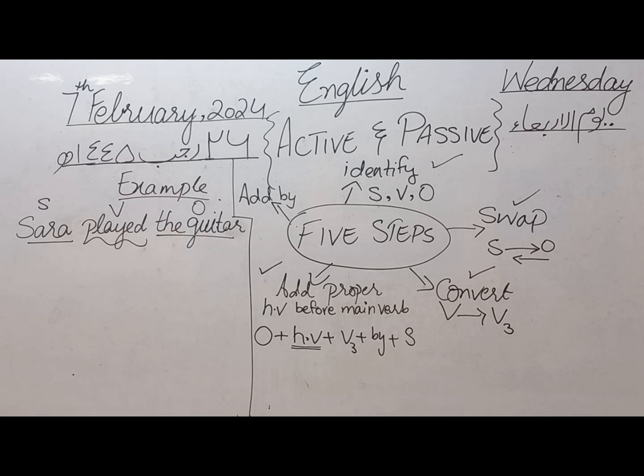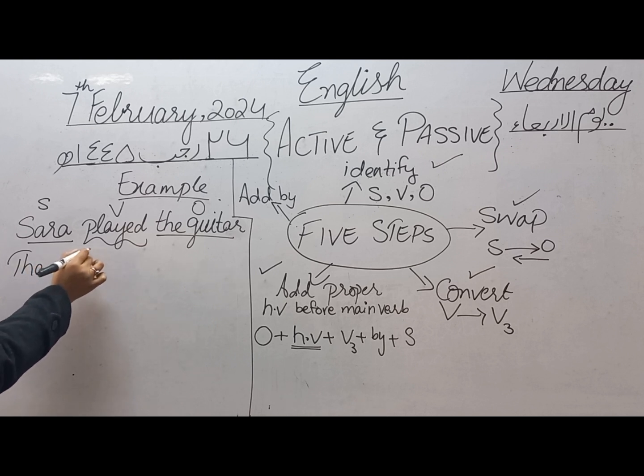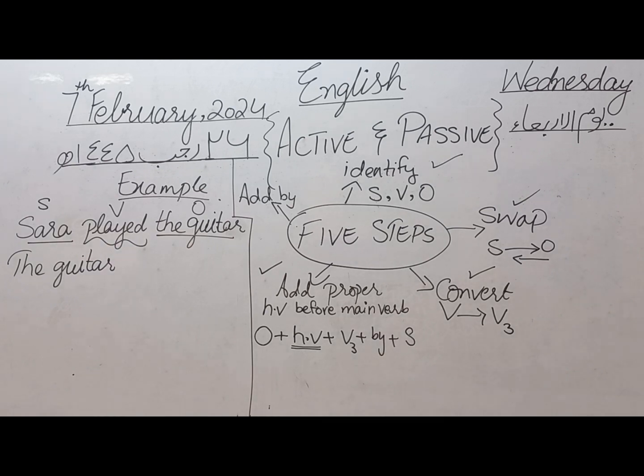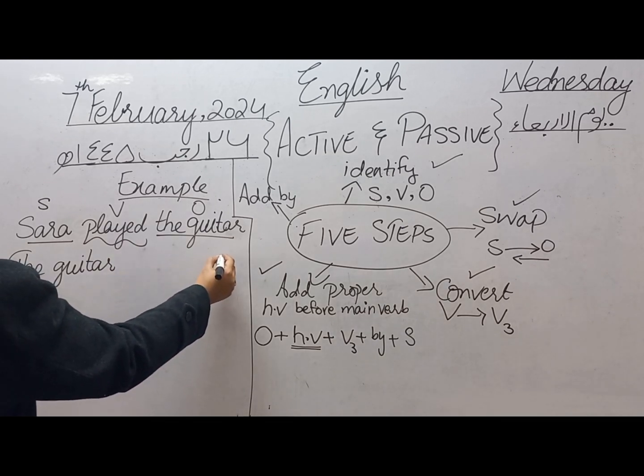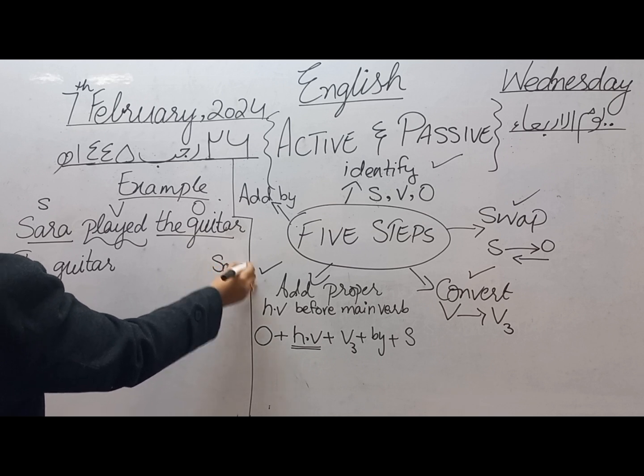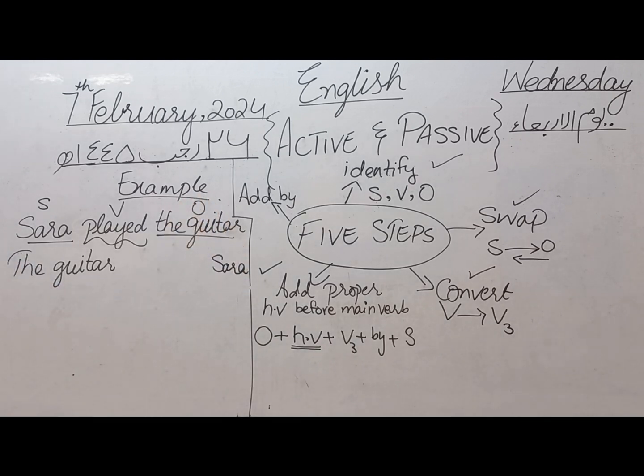Second step is to swap subject and object. Good. So how will you swap it? Which thing should I write first? The guitar. Excellent. So we will write here the guitar. This is our object. Okay. What about the subject? Sarah. Sarah will be written here at the last as a subject, as we are swapping these two things. Okay. Second step, we are done.